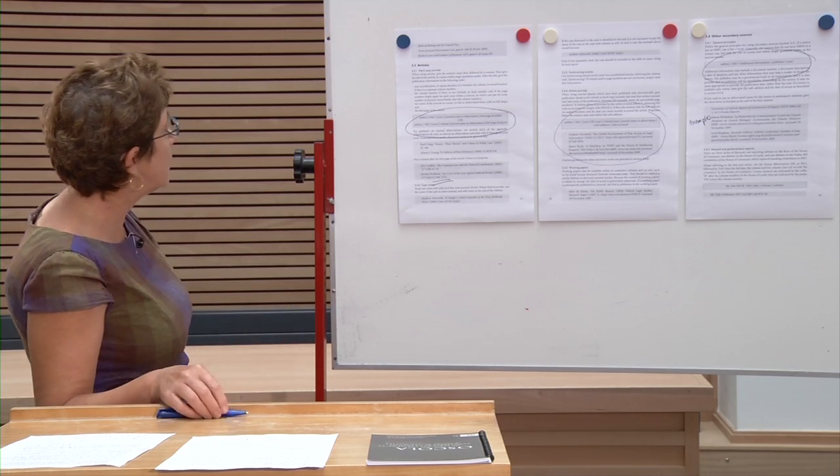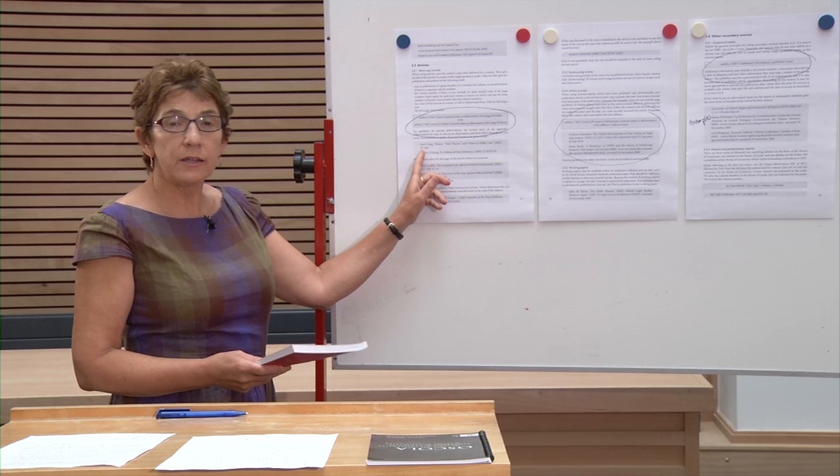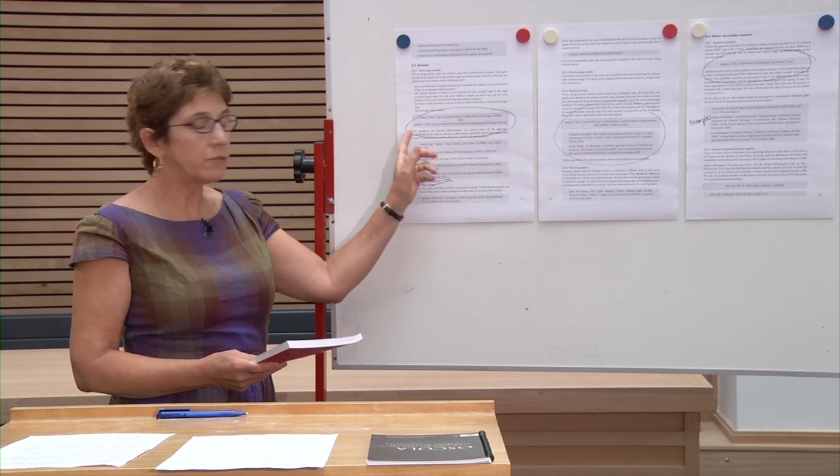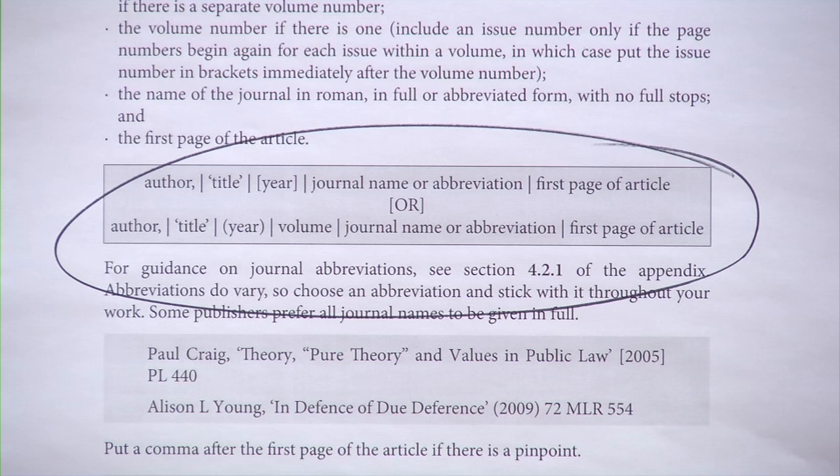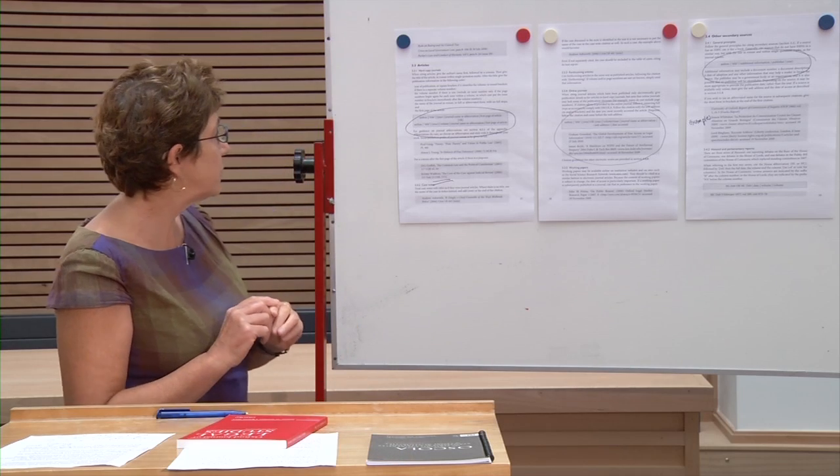I've got these examples here, so this is the sort of general schema, if you like. So Paul Craig, and then the title of the article, and then 2005 in square brackets, PL 440. Well, this article by Alison Young, the title in single quotes, and then in round brackets, the year of the publication, then the volume number, the abbreviation, and then the first page of the article. You probably find that familiar from UK case law citation. It's exactly the same method, but it is unusual.